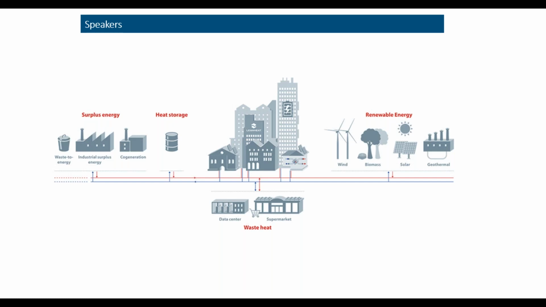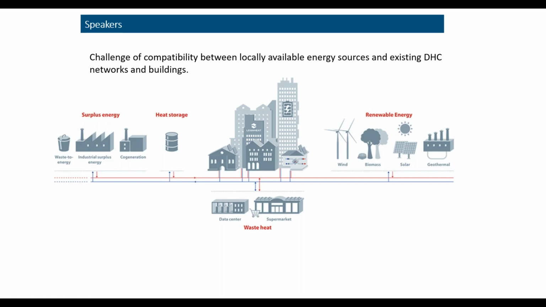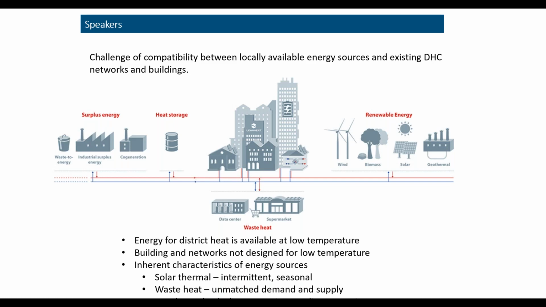However, we have a challenge of incompatibility between the renewable energy sources that are available locally and the existing buildings and networks. And this incompatibility is a result of the fact that most of the locally available renewable energy sources are low temperature, but at the same time, the existing buildings and the existing networks were not designed to operate with these low temperatures for heat supply.